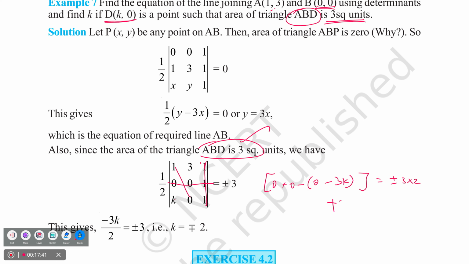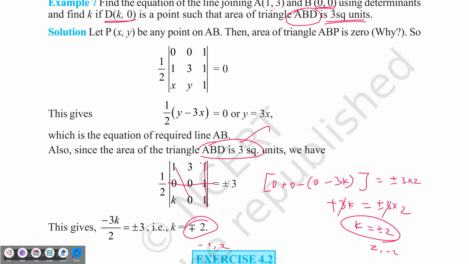Multiply the minus into minus, plus 3k is equal to plus or minus 3 into 2. 3 and 3 cancel. k is equal to plus or minus 2. Whether it is plus or minus 2 or minus or plus 2, not an issue. Minus 2 comma plus 2, or 2 comma minus 2, both are okay. Is it okay? That is what we got. Right. Next, can I go?